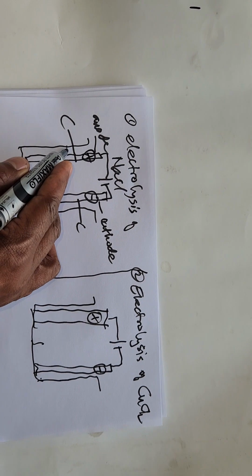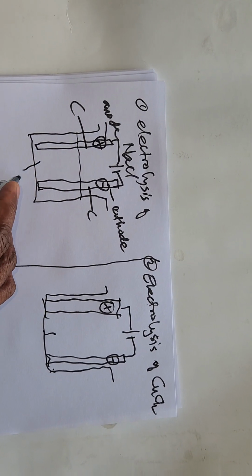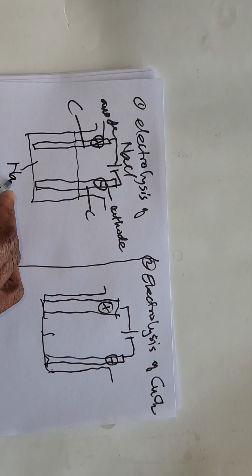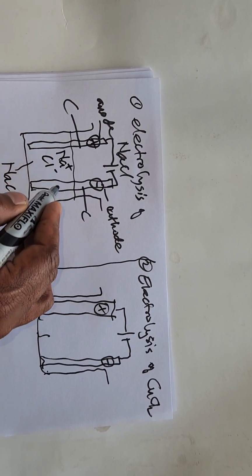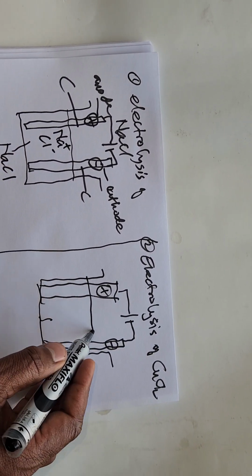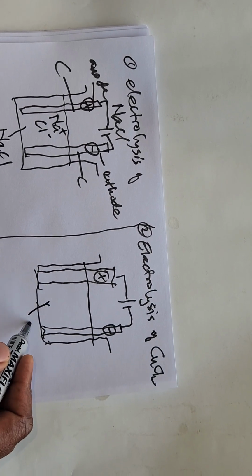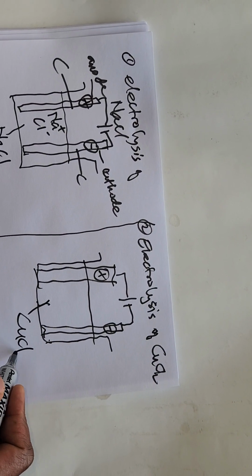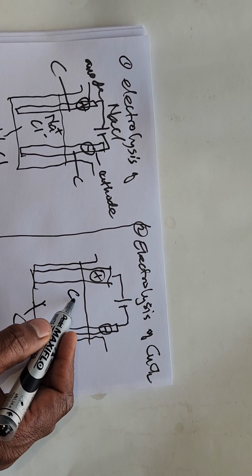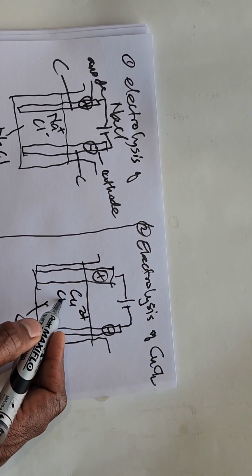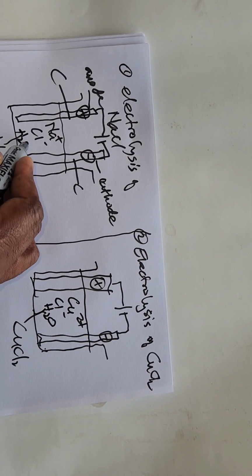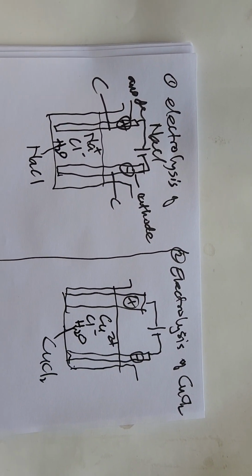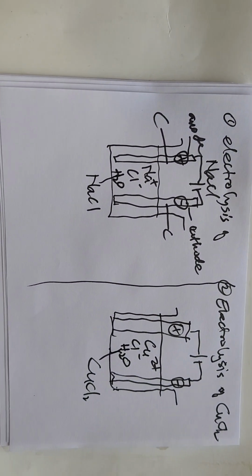In the case of electrolysis, the electrolyte here is sodium chloride. Therefore, we expect to have sodium ions and chloride ions. This side, we have got copper chloride, which will have copper ions and chloride ions and water. Also, this side will have water. These are the species in the cells that will be involved.